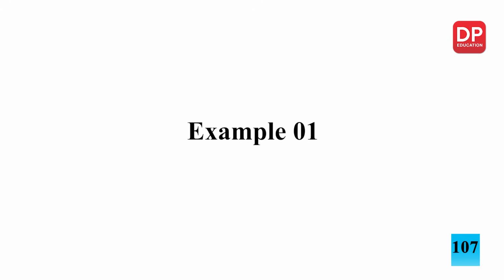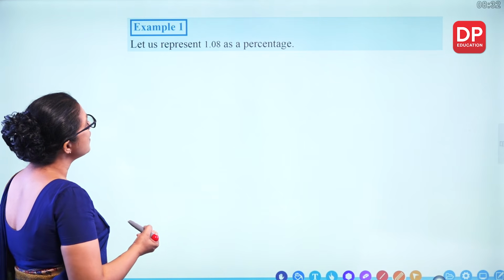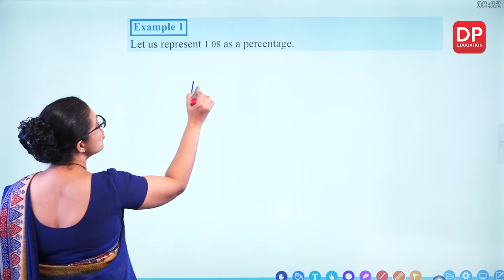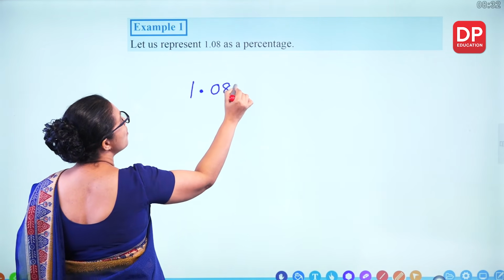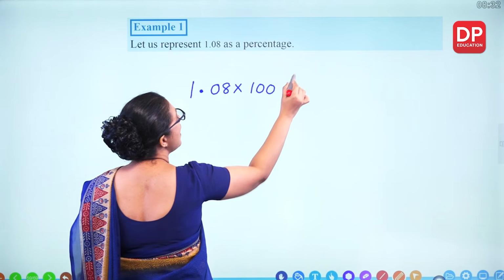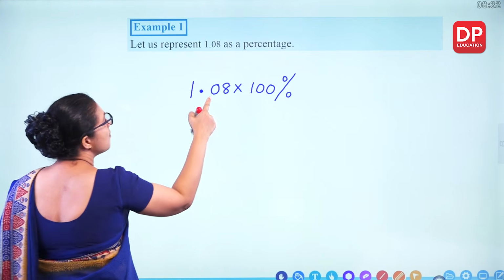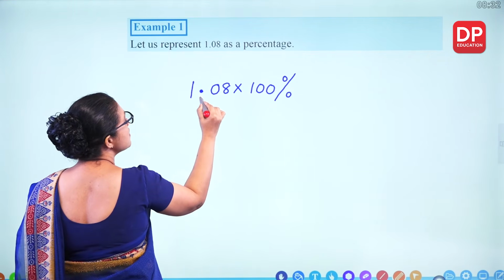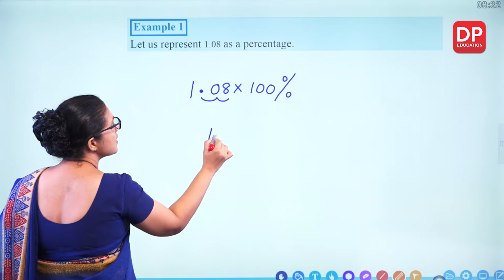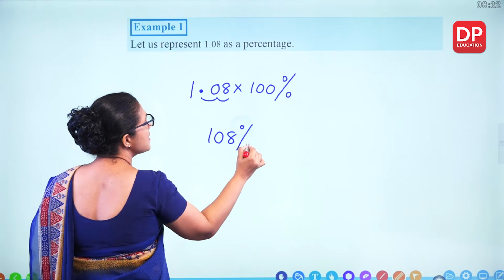Example number 1. Let us represent 1.08 as a percentage. So what you do? Multiply by 100 and put the percentage mark. Multiply by 100 means move the decimal place 2 places to the right. 108%.